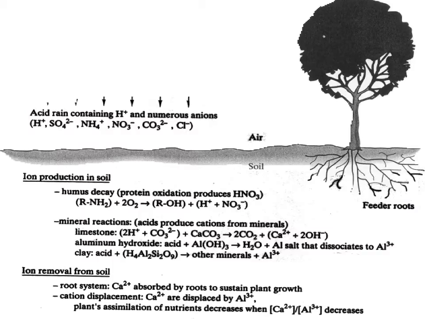The acid rain, containing extra H+ and numerous anions such as sulfates, ammonia, nitrates, carbonates, and chlorine in the air, can come in contact with the soil. This can result in humic decay and leaching of some of the minerals in the soil, such as lowering the availability of calcium by reacting with limestone in solution, and changing the pH so that aluminum dissociates and forms compounds that may inhibit plant growth, while removing other positive metal ions from the environment.